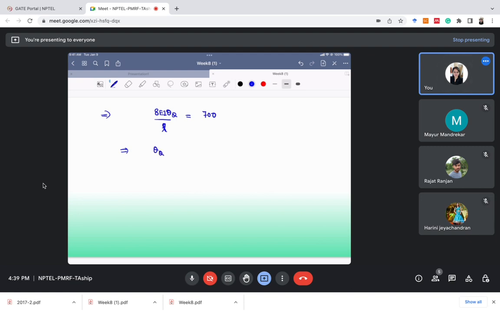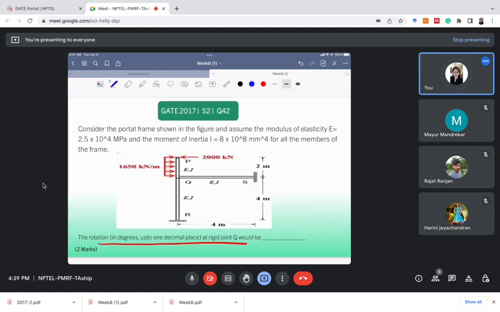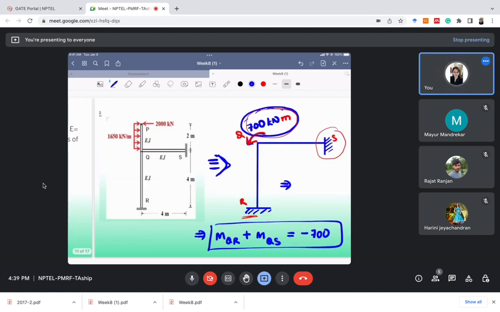So theta Q will be 700 into... just one more thing here, the units. Make sure that whatever the value of EI, just keep everything like that. Here the value of E is in MPa, which means Newton per mm square, and the I value is in mm to the power 4. So just keep everything in Newton and mm. In the previous question, the value of EI was given in kilonewton and meter, so I kept everything in kilonewton and meter so that there would be no mistake. But here everything is given in Newton and mm, so keep everything in Newton and mm only.